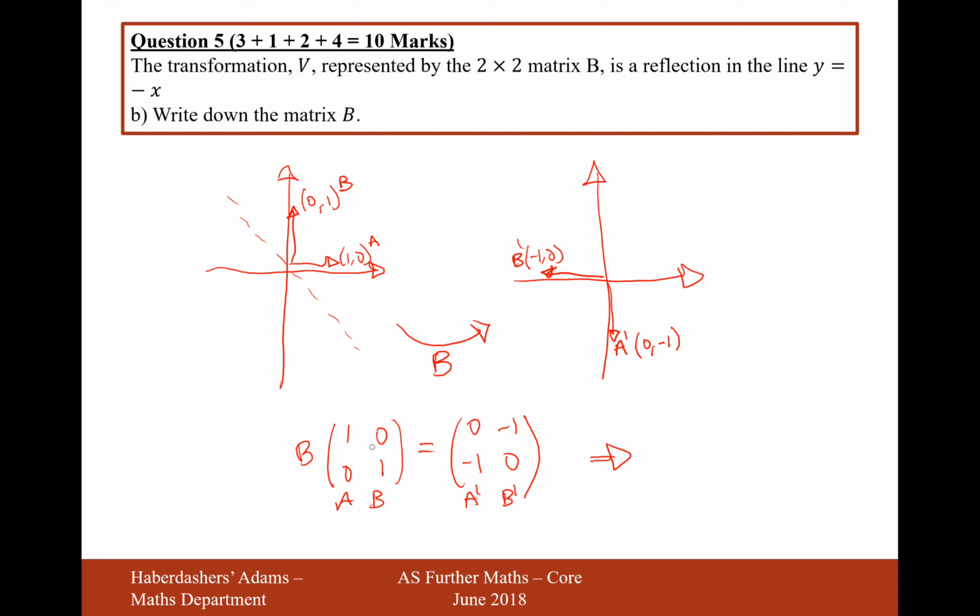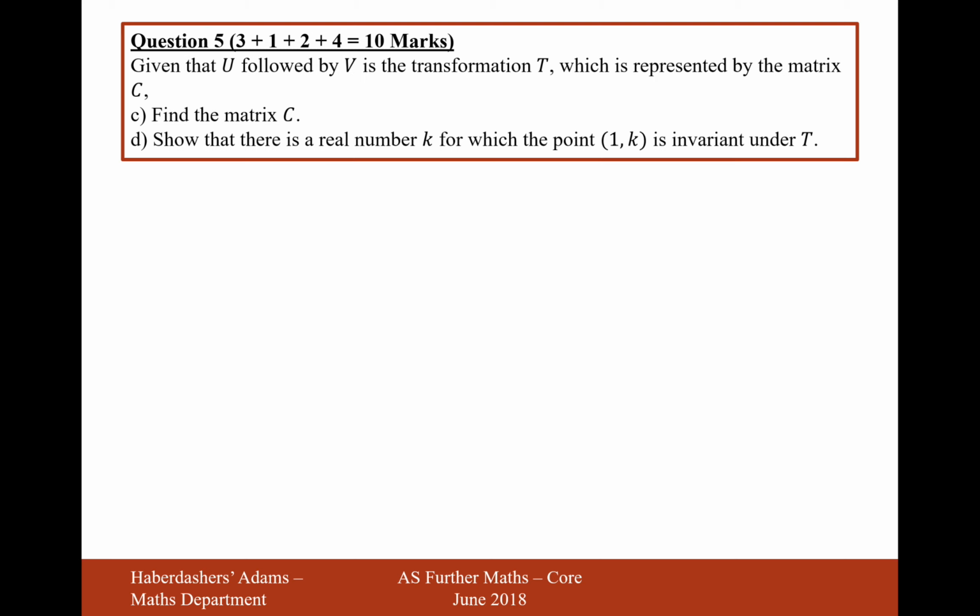Now what I can conclude from this little matrix multiplication is that because on the left-hand side, B is being multiplied by the identity matrix, B must therefore just be the matrix on the right-hand side. So B is equal to (0, -1; -1, 0). And here we are, that's the answer for part B. Let's move on to part C and D.